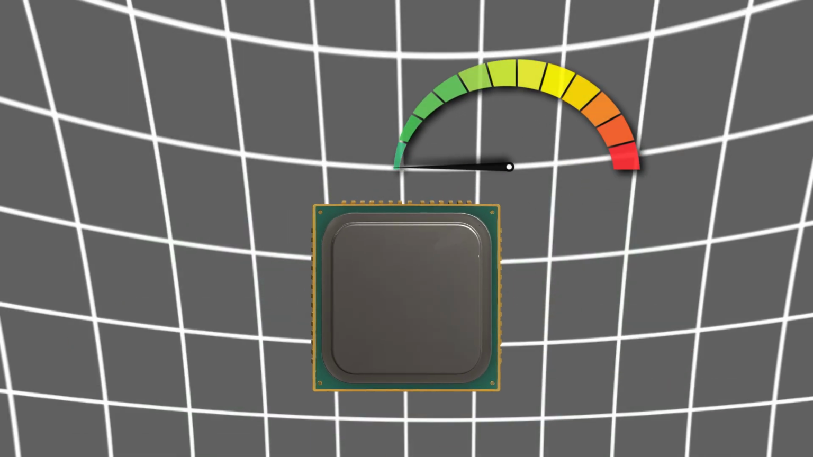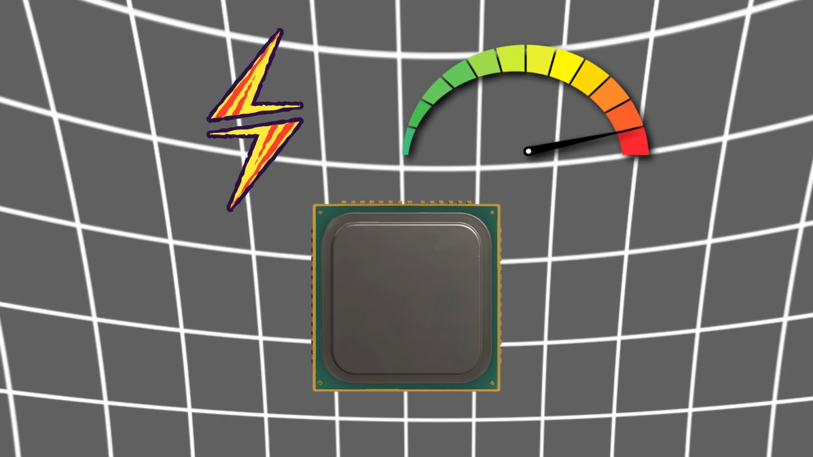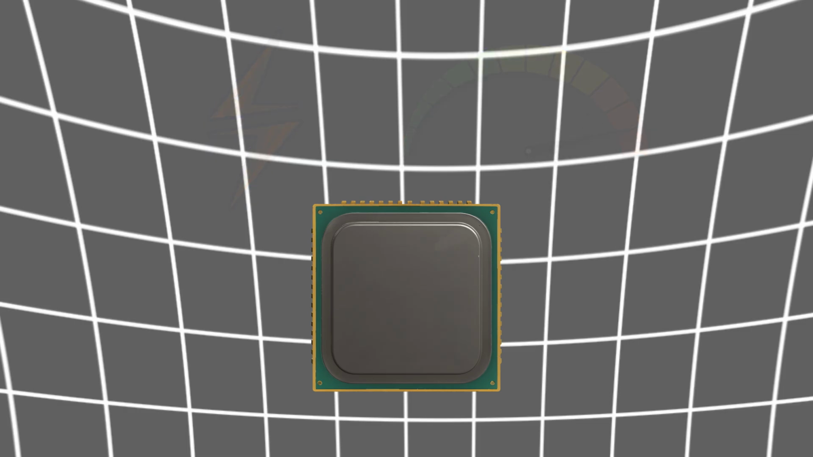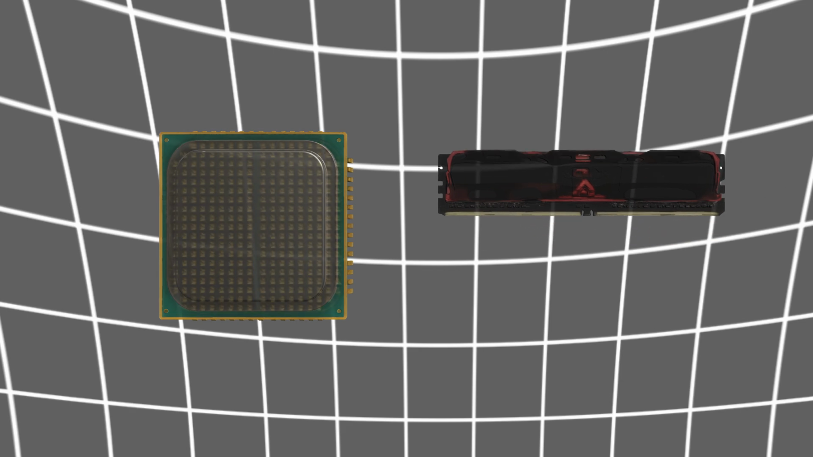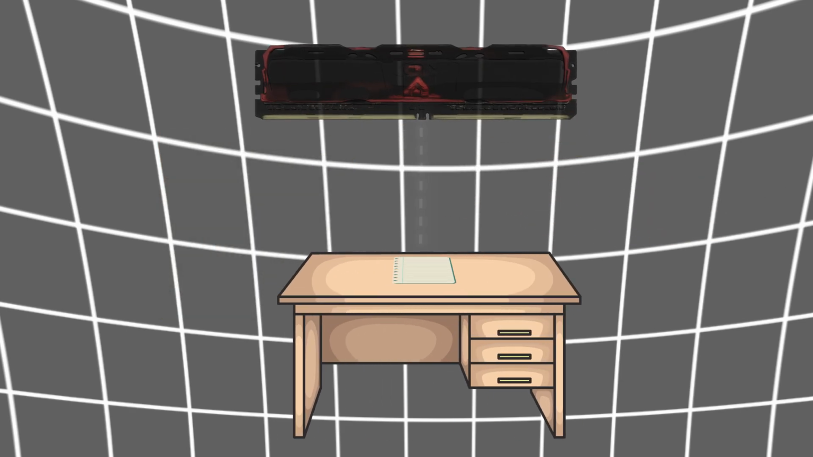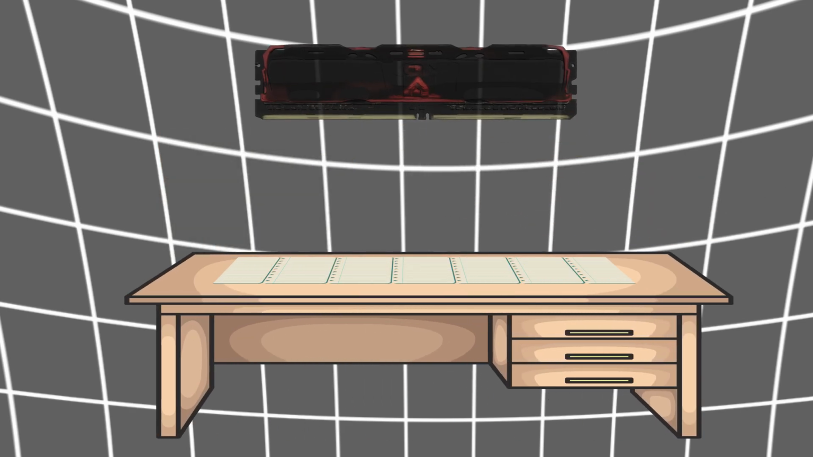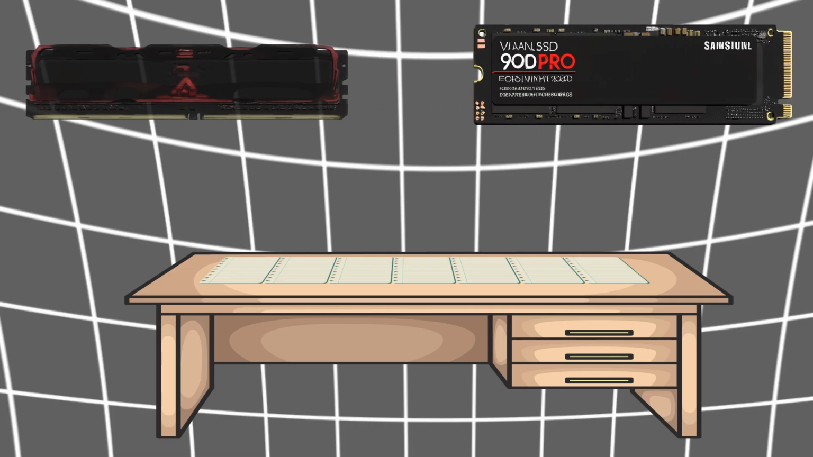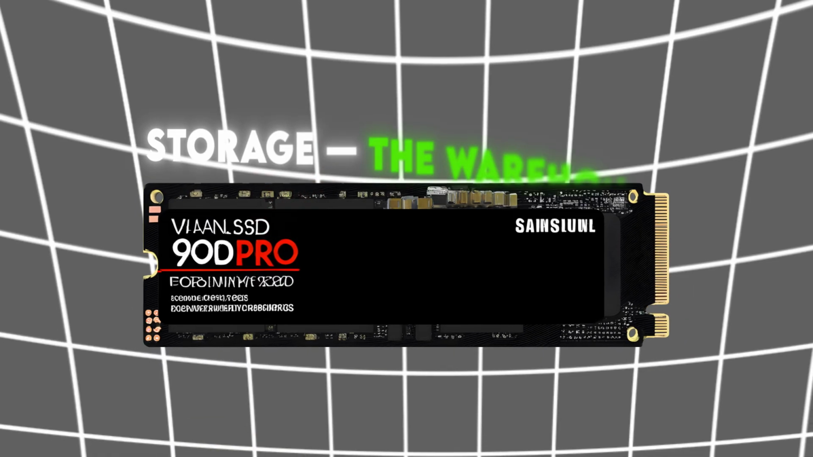While the CPU is fast and powerful, it has no space to permanently store information. That's why it needs RAM. Think of RAM as a desk. The bigger the desk, the more papers the CPU can work with at the same time, without having to reach down into long-term storage.